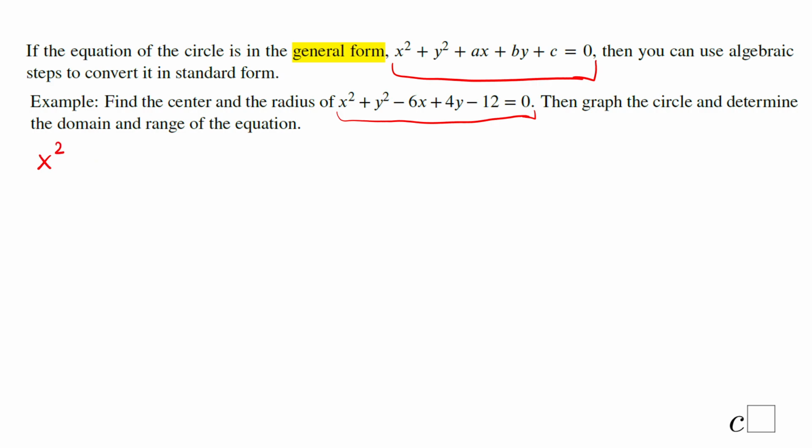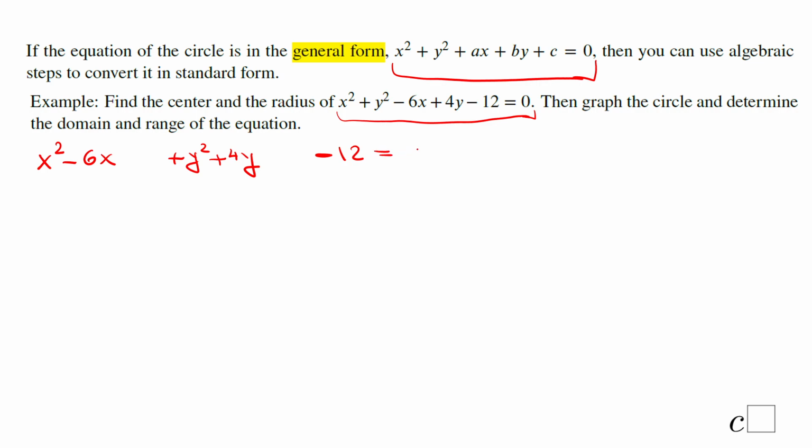What do I mean by that? Let's take a look. X squared minus 6x. Then leave some empty space, you will see in a moment why. And then I'm gonna write here plus y squared plus 4y, leave some empty space, minus 12 equals 0.